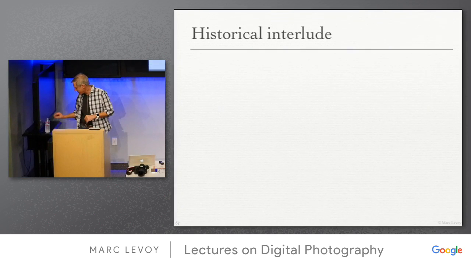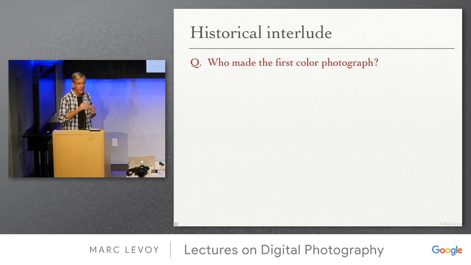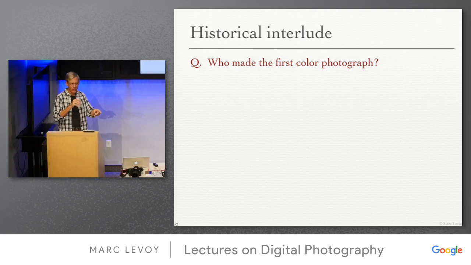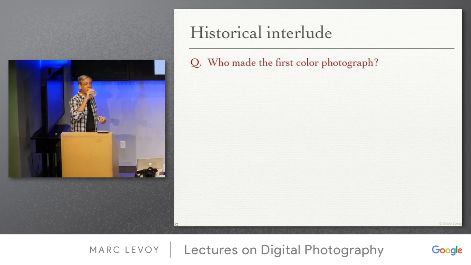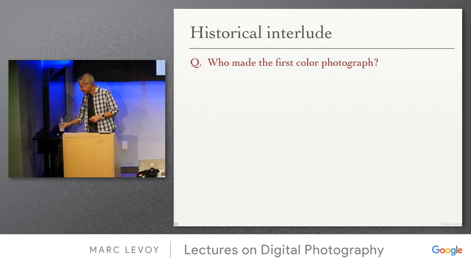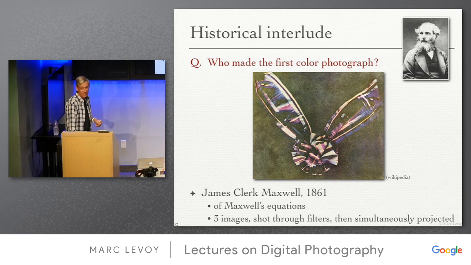All right, let's just have a little bit of fun here. Who made the first color photograph? No fair if you've been looking at my Stanford notes. Anyone know the answer? It's surprising. It's Maxwell. The same Maxwell from Maxwell's equations.